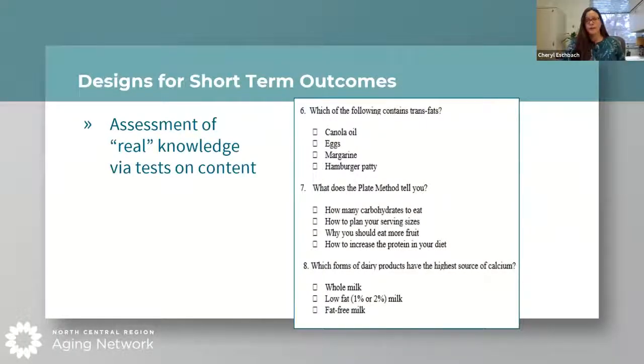Other designs for short-term outcomes, this is a variation on asking self-report. You might want to do an assessment of real knowledge, so like a test or an exam on the content that you taught in the workshop. This is a good idea if you want to give a certificate of course completion, or you need to know that they actually got the technical information correct. And in this case, this is an example from our Dining with Diabetes program.